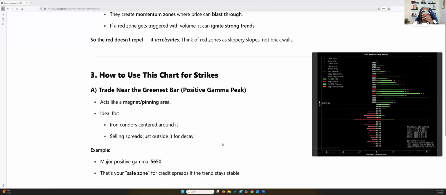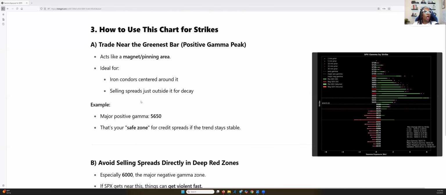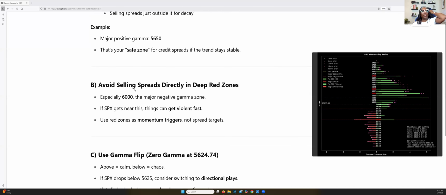How to use this chart for strikes. Trade near the greenest bar. The positive gamma peak acts like a magnet or pinning area, ideal for iron condors, like we already talked about. Avoid selling spreads directly in deep red zones, especially 6,000, which was the major negative gamma zone. This is the 6,000 right here. Not sure if y'all can see that line here, because this is small. This number here, this big red, is 6,000.